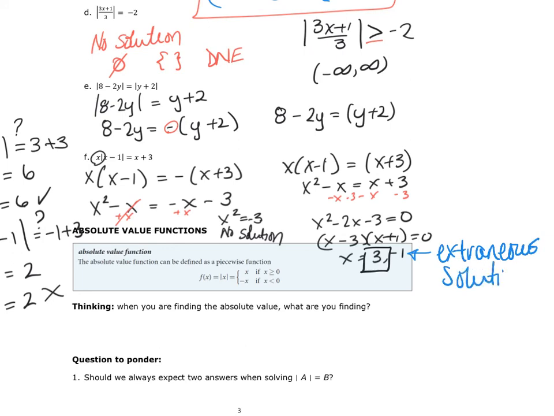Which means we come up with a solution algebraically, but that solution does not check. So you may come across these on the homework, and if you put in there 3, negative 1, it could be because one of them doesn't check.